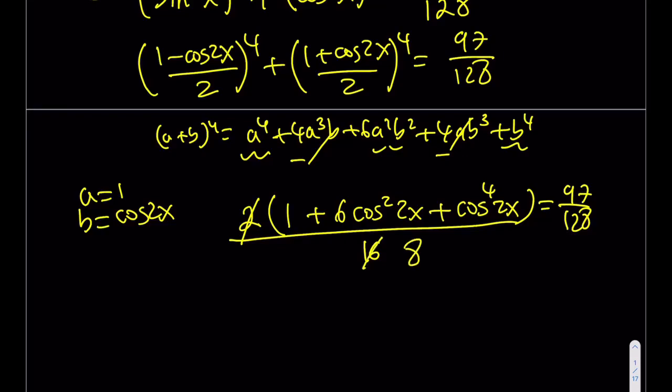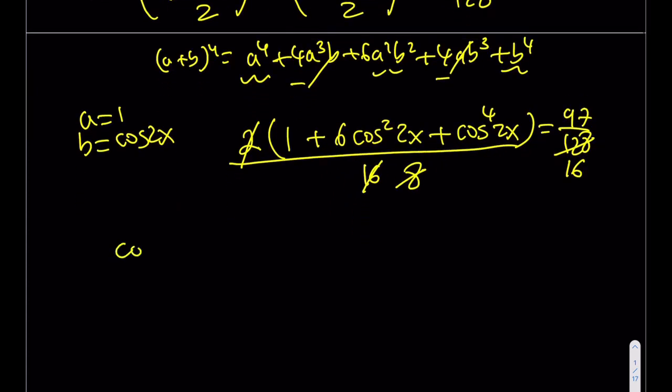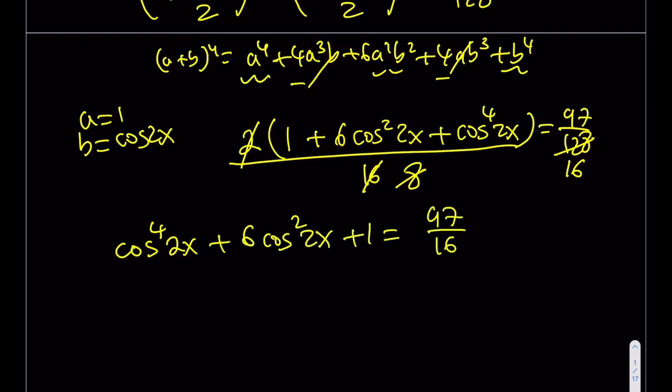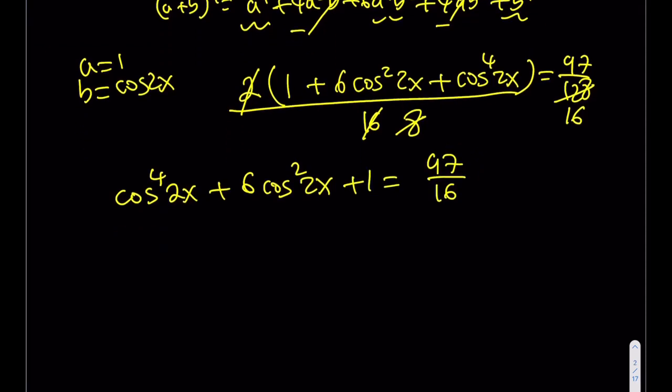And if I go ahead and simplify this more, 8 goes into 128 16 times. Awesome. So I get a simpler expression. Let's go ahead and write that down. Cosine 2x to the 4th power plus 6 times cosine 2x to the 2nd power plus 1 is going to equal 97 over 16. Okay, we're going to simplify this even more by using the double angle formulas again.